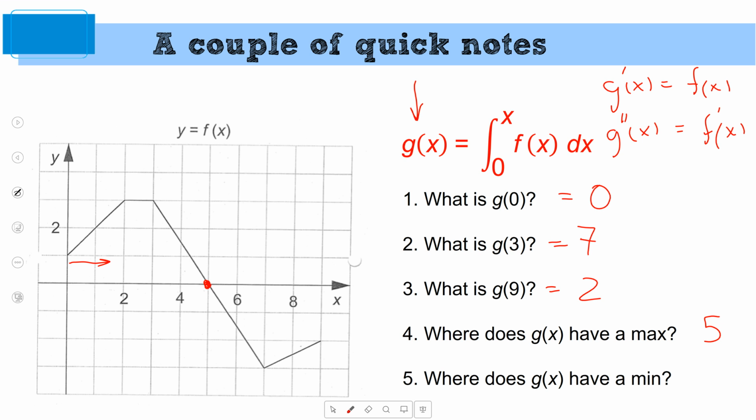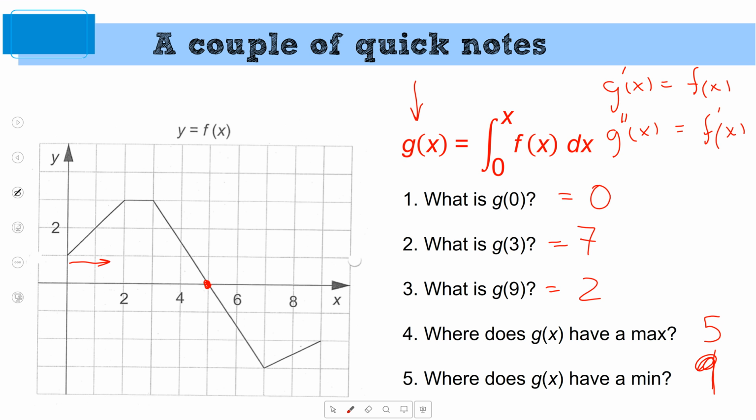That question is easiest to answer by thinking of it as an area accumulator. So I start at 0 and I start moving to the right. I'm adding positive area, adding positive area, adding positive area. I hit 5. We start adding negative area. In order to get a minimum, I would have to add the most negative area. Where does that happen? 9. Very good. There we go. Okay, does that make sense?